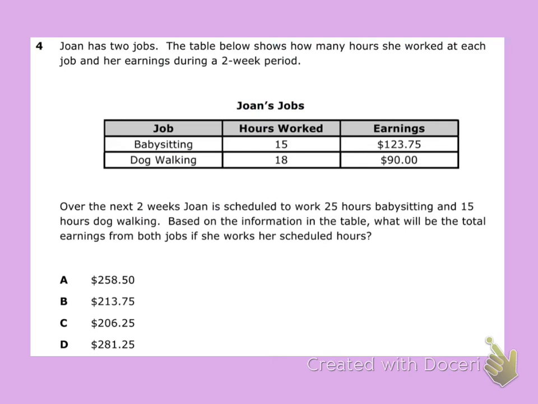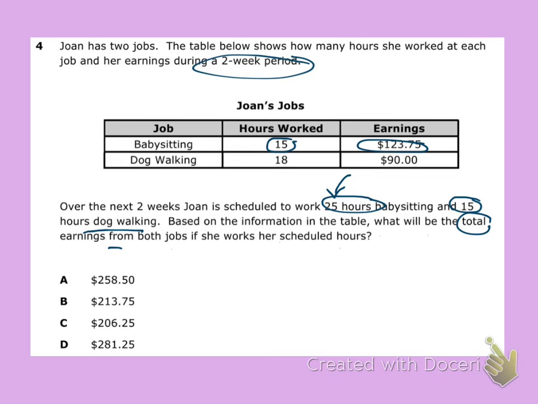Joan has 2 jobs, and the table below shows how many hours she worked at each job and her earnings during a 2-week period. Over the next 2 weeks, Joan's scheduled to work 25 hours babysitting and 15 hours dog walking. Based on the information in the table, what will be the total earnings from both jobs if she works her scheduled hours? So babysitting, it looks like if she works 15 hours, she gets $123.75. But here she worked 25 hours, right?